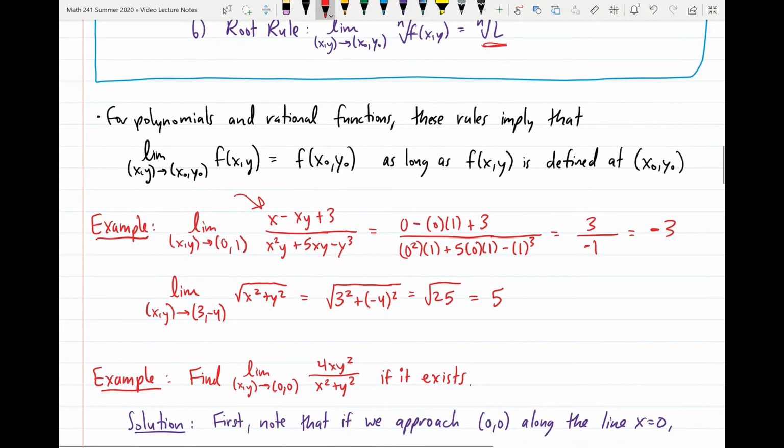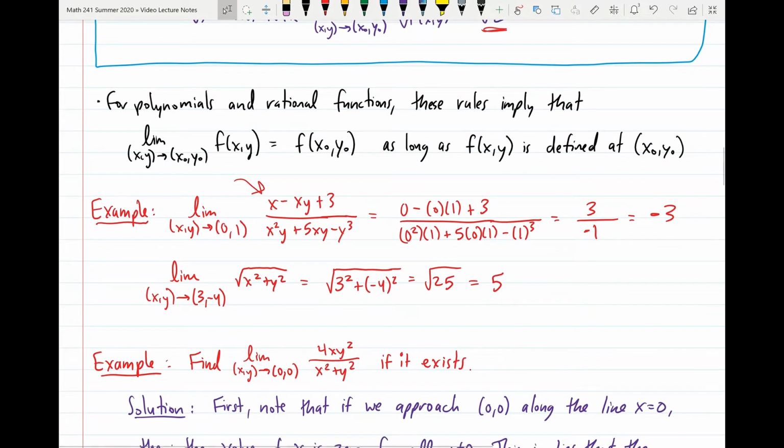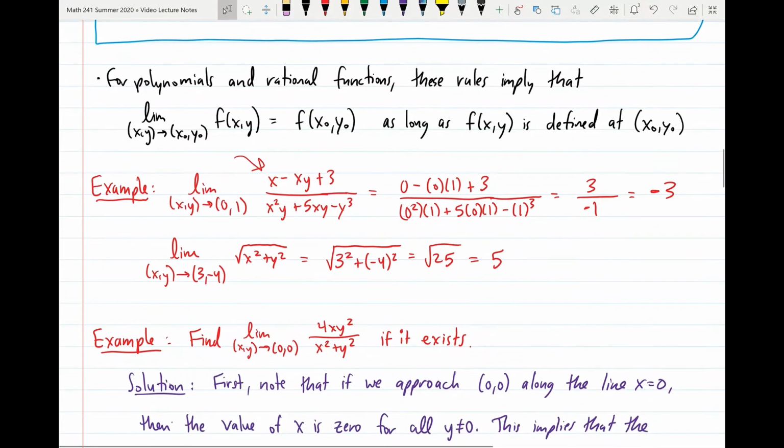In other words, remember from Calc 1 that if you took the limit of a polynomial or a rational function and you took the point that you were limiting to and you could plug it into the function, and if the value that you got when you plugged it in was not 0 over 0, as long as it was a determinant form, then the limit was going to equal the value you got when you just plugged it in. So the examples that I have below are examples of just that.